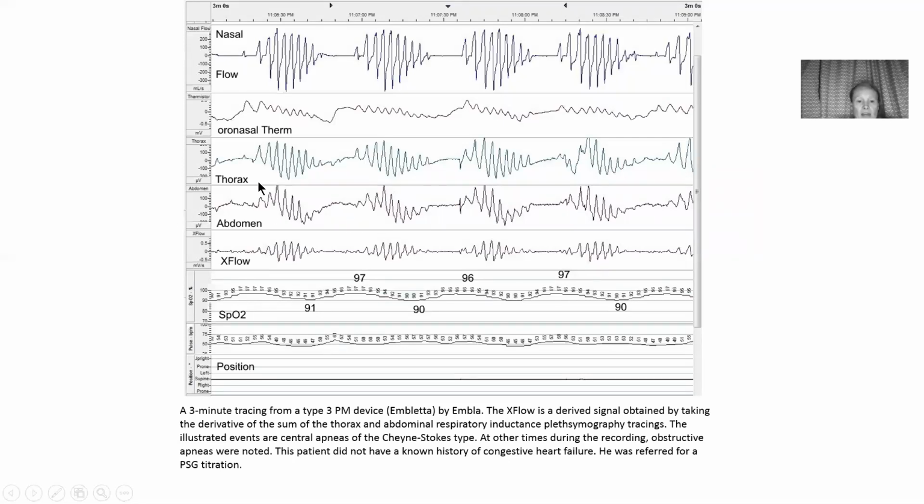And then the illustrated events are an estimation of what the equipment believes is occurring based on the sum of these two events. In the picture we have here, these are central apneas, and it's actually Cheyne-Stokes, because you can see they gradually get bigger breaths and then they get smaller until they cease breathing, and then they slowly start to build, get bigger breath, biggest breath, and then they decline again. So we call that waxing and waning.